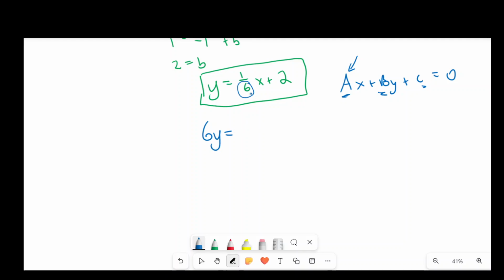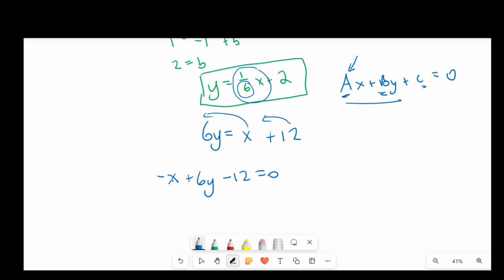So that would become 6y. This would become 6 over 6x, which is just 1x, and then 6 times 2 is 12. And then I'm going to move everything to the left and put it in the proper order. So I'll have negative x. 6y is still 6y, but I'll indicate a positive sign. And then minus 12 equals 0.